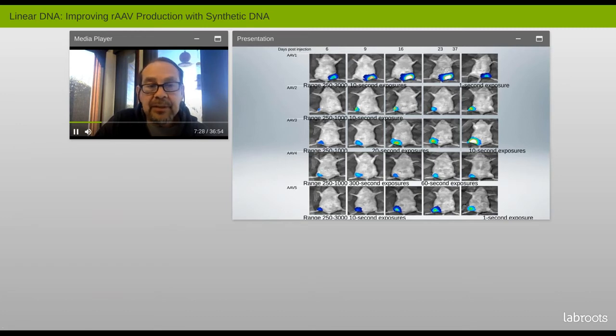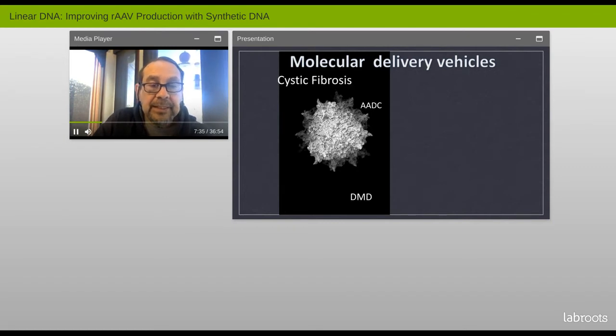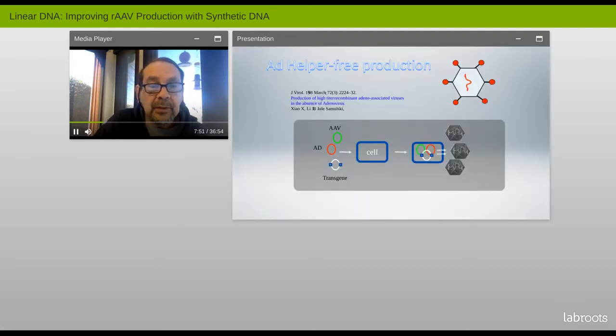And if you advance your slide, what we essentially were establishing at that point is that many different genes could be substituted into these proteinaceous shells. And if you advance one more time, you can see these were basically building what we refer to as molecular FedEx trucks.